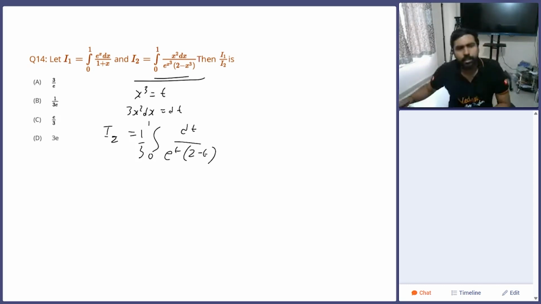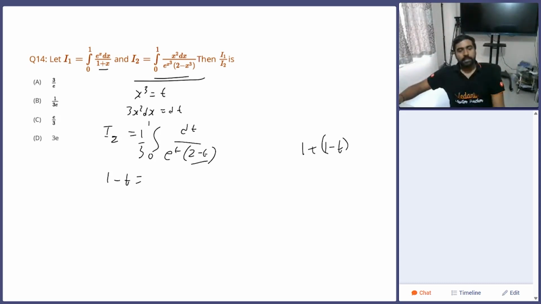Okay, now looking at this, I'm getting good vibes that at least there is some e power t, there is some 2 minus t ka format. Some stuff here or there is being created, but not anything very solid. In the denominator here I have 1 plus x, here I have 2 minus t. I want to somehow create a 1 plus x ka format. I can see that this is 1 plus (1 minus t), right? So let me put this 1 minus t equal to some z, giving me minus dt equals to dz. So I2 will become what? 1 by 3 into integral 0 to 1 minus dz divided by e power, what will be t?